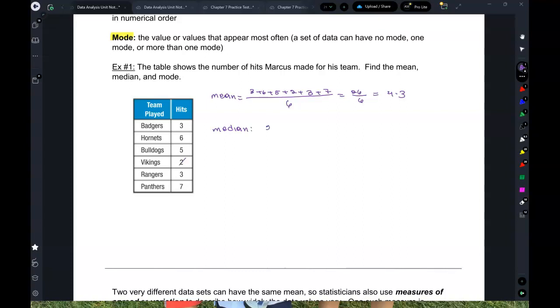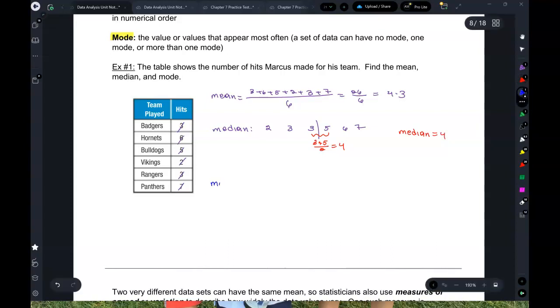Next, to find the median, first we have to sort in increasing order. So there's a 2 here, there are 2 3s, there is a 5, a 6, and a 7. The center of this data is right here, because you have 3 numbers to the left, 3 numbers to the right. If the center doesn't fall on a number, it falls in between numbers. The median is the average of those two. So 3 plus 5 over 2, which is 4. So the median is 4.